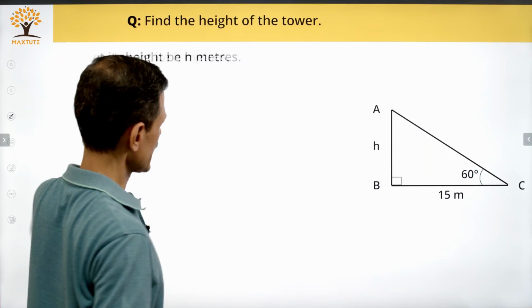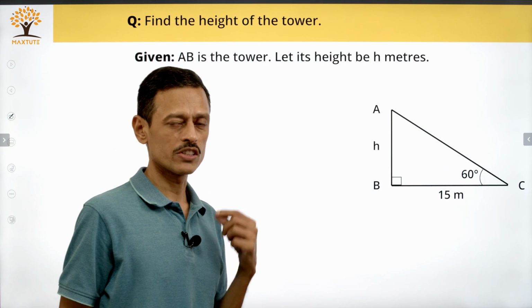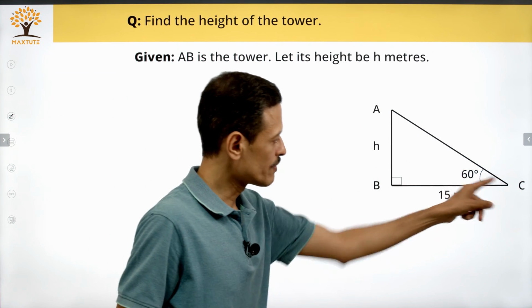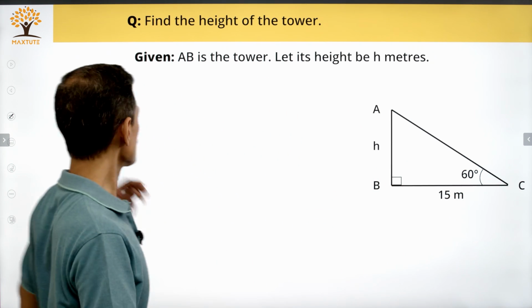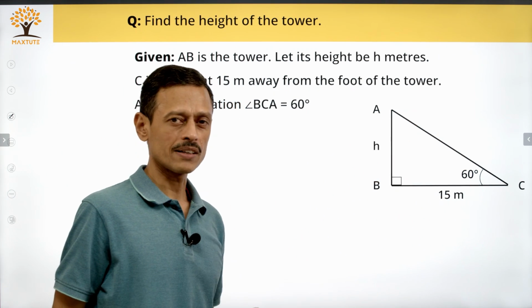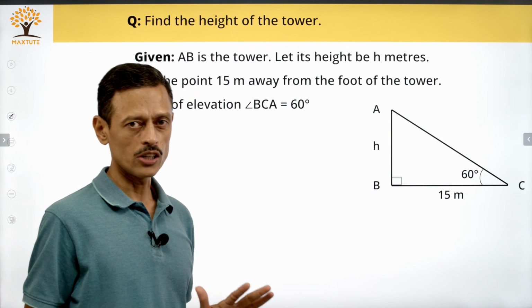Let's take a look at it again here. This is what we have. AB is the tower. Let the height of the tower be h meters, which is what we are trying to find out. The foot of the tower is B. A point C, which is 15 meters away from the foot of the tower. From that point, we are observing the top of the tower. The angle of elevation is equal to 60 degrees. We need to compute the value of h.